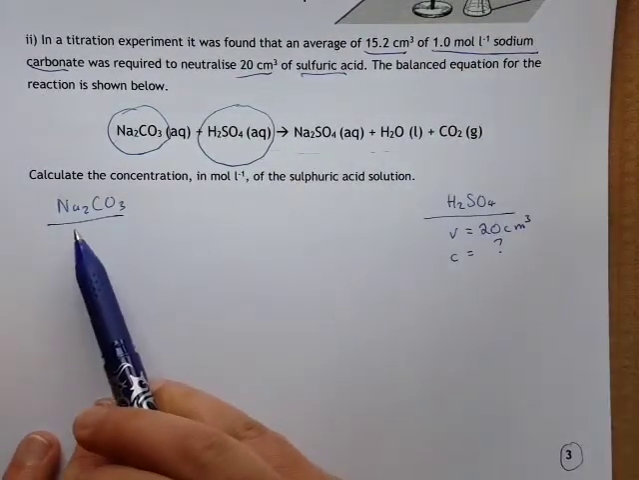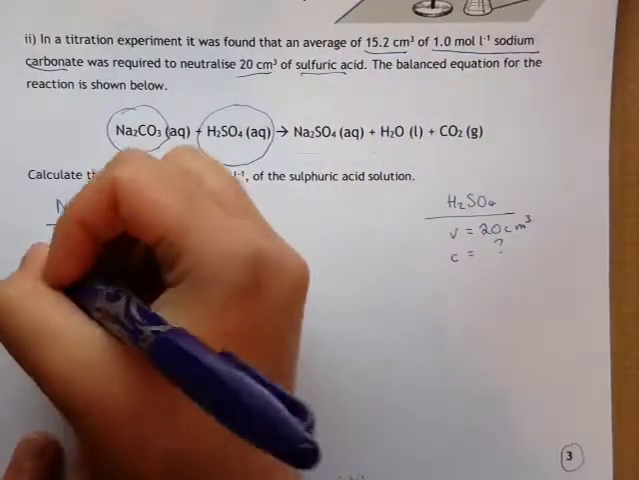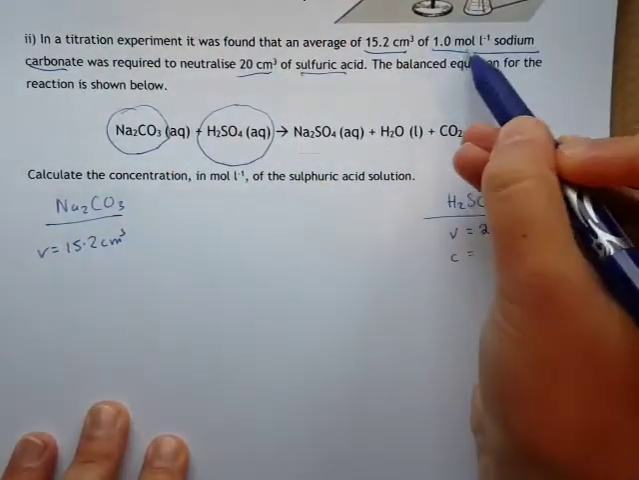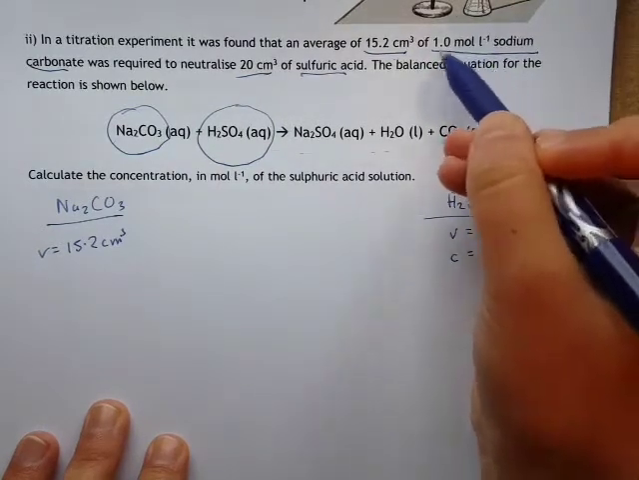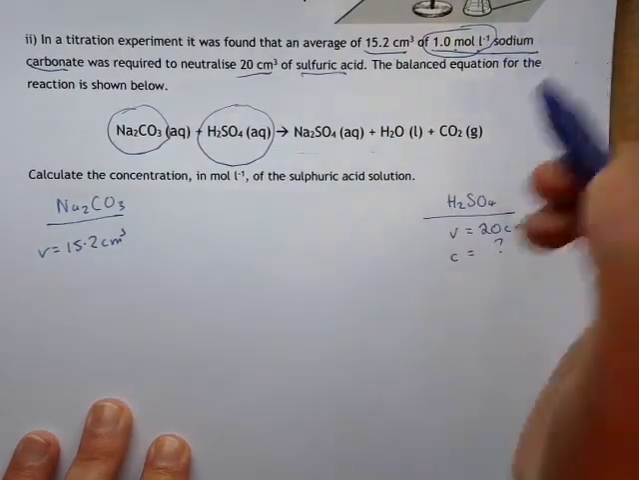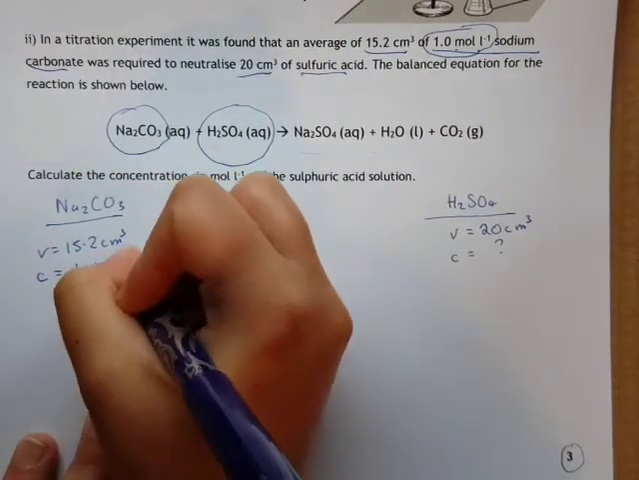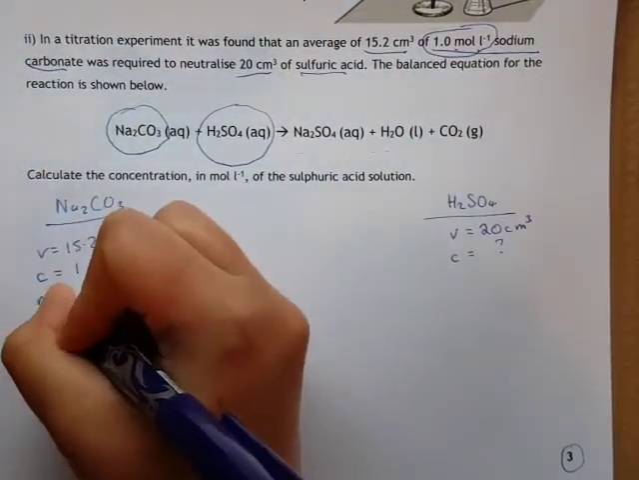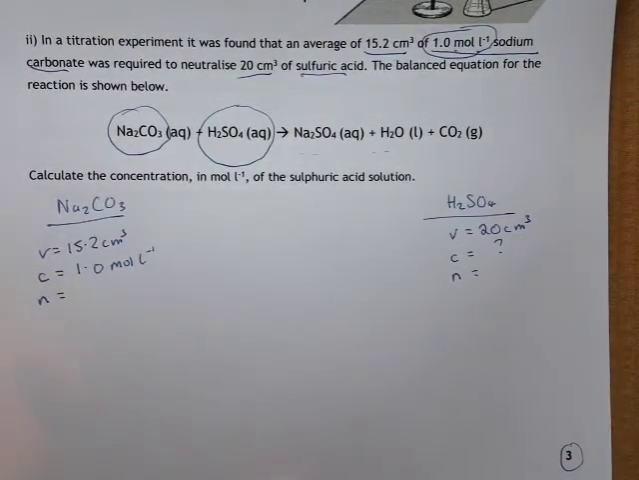For our sodium carbonate, it's giving us a volume of sodium carbonate, and it's giving us 1 mole per litre. A lot of you thought that this was a number of moles, but you need to pay attention to the full units. Moles per litre tells us that it's concentration. So our concentration is 1.0 moles per litre. So you need to make sure you know the units of each of these different quantities and what those units mean.